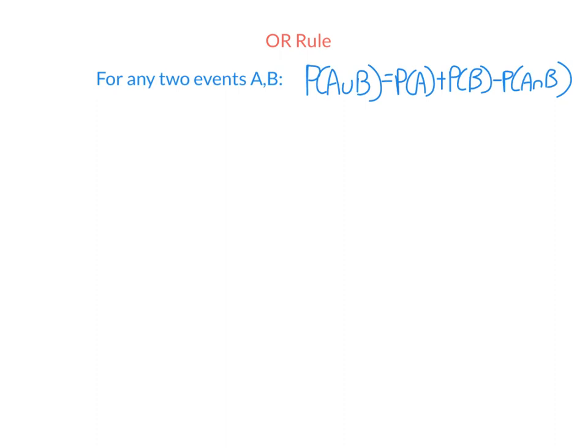So the good thing about this rule is it works for any events A and B. It doesn't matter whether they're independent, mutually exclusive, or whatever. So for any two events, probability of A or B, that's what this symbol means here, it equals the sum of their probabilities minus probability of A and B. And of course, if A and B were mutually exclusive, this would just equal 0.